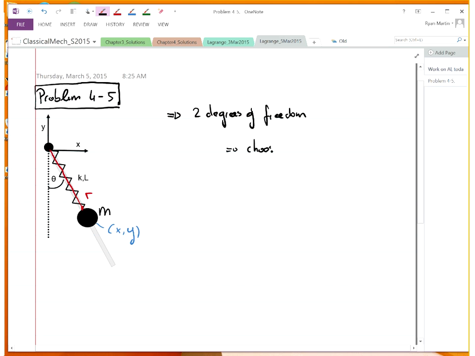So let's choose r and theta as our degrees of freedom. So now it's the same as before, right? We need to write T and V, the kinetic and potential energy, in terms of our generalized coordinates. So let me give you 5 minutes or so to do that.